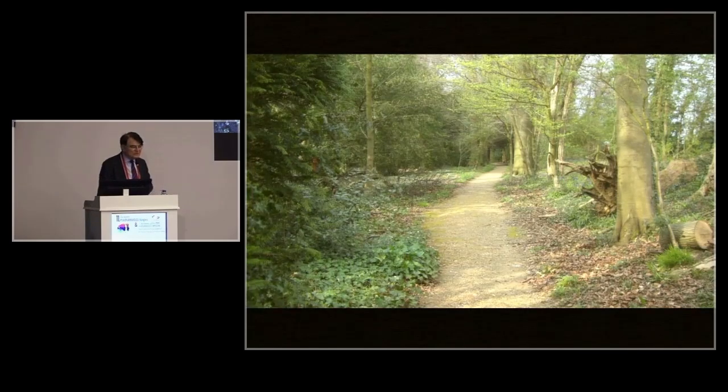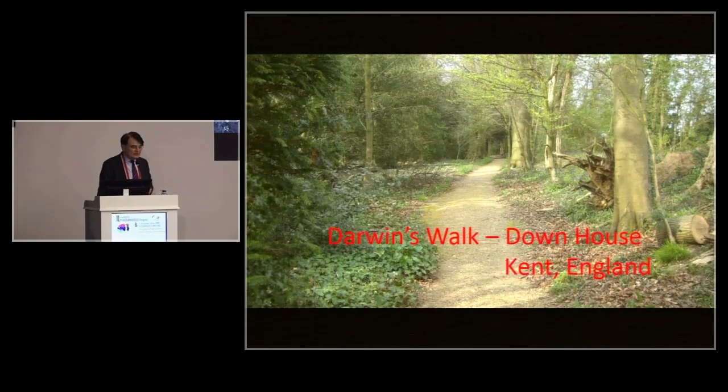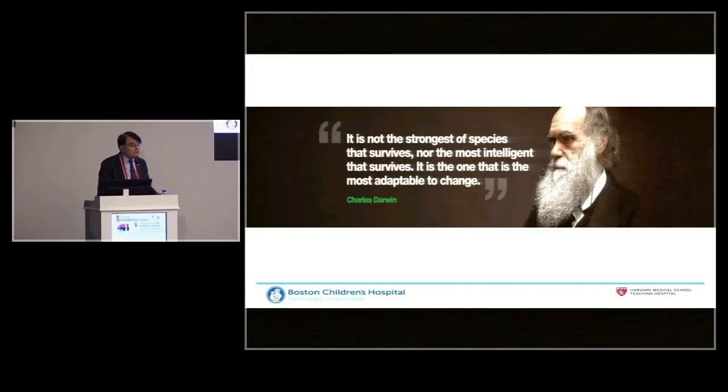I show something about Charles Darwin in all my presentations. So this is actually the walk behind Charles Darwin's home. And he used to walk every day on this and think about how human variation occurred while writing his books. So it is not the strongest species that survive, nor the most intelligent, but the one that's most adaptable to the environment.